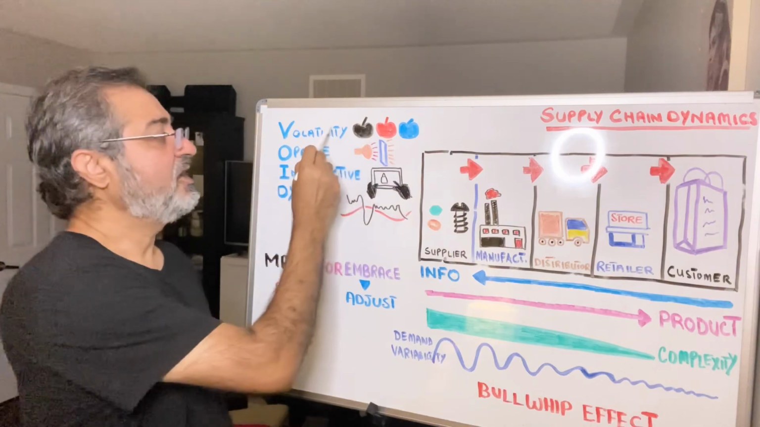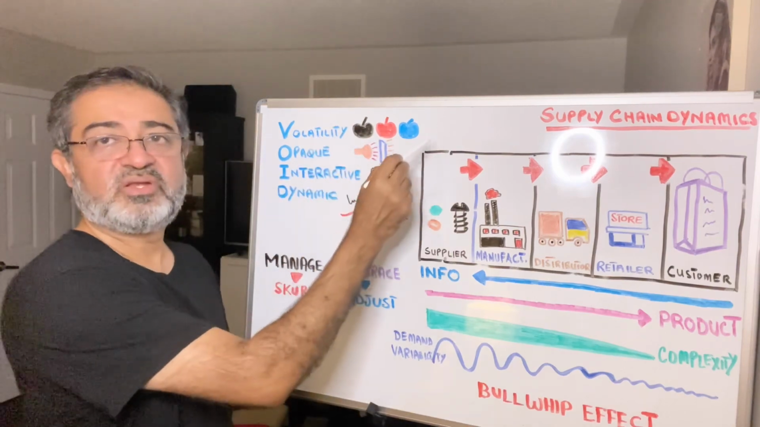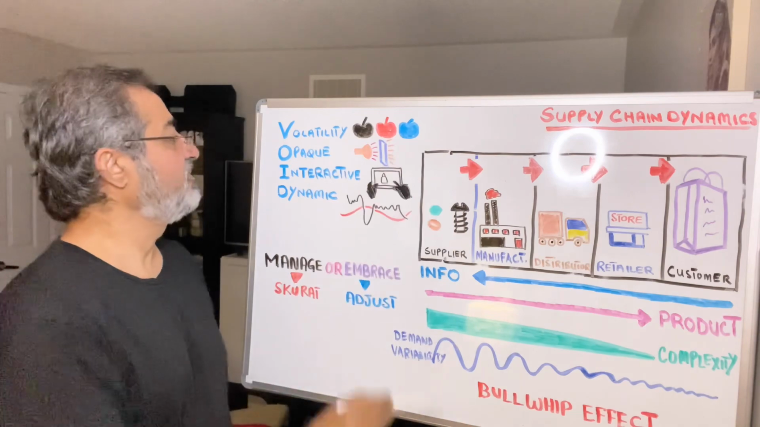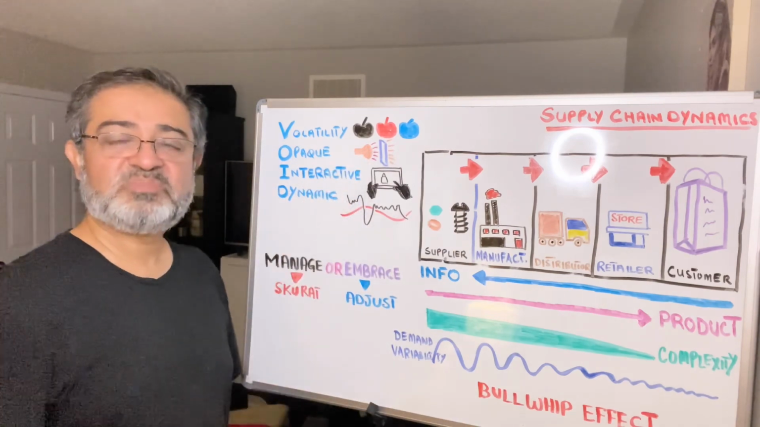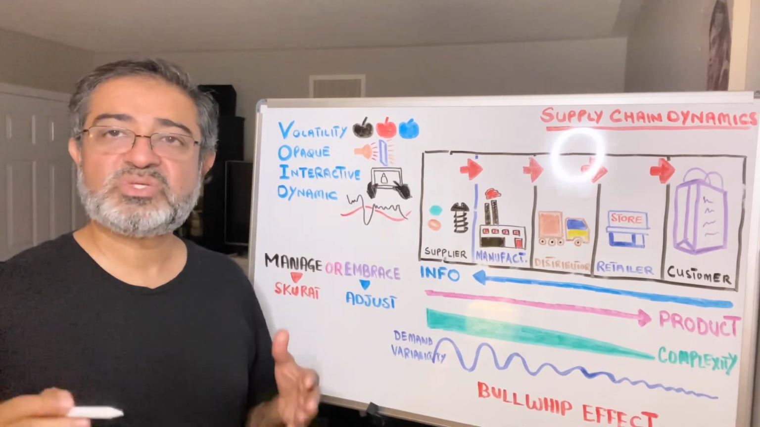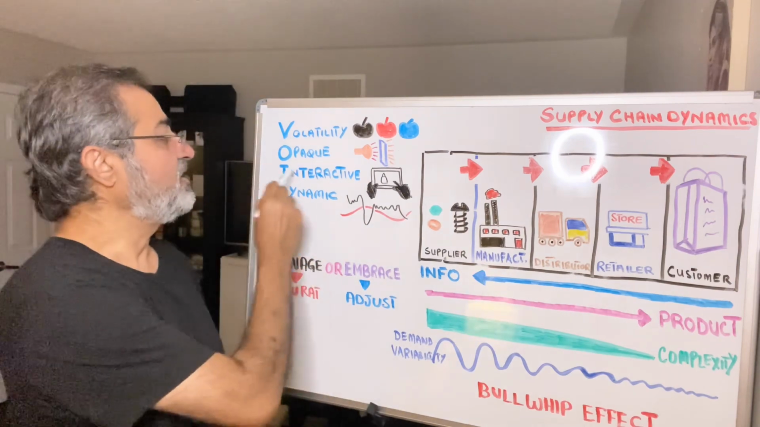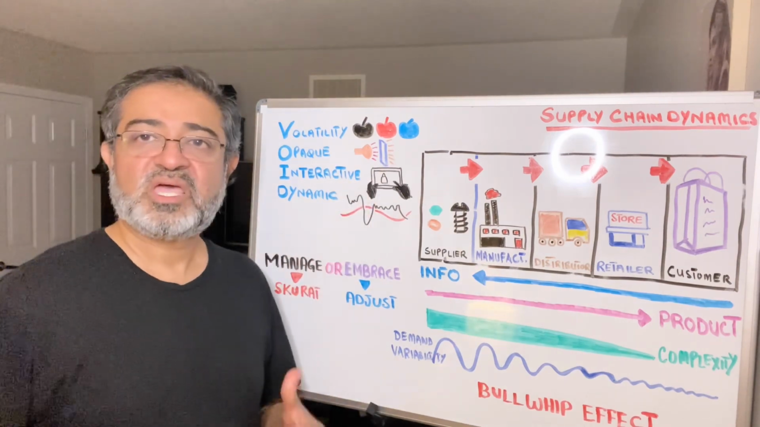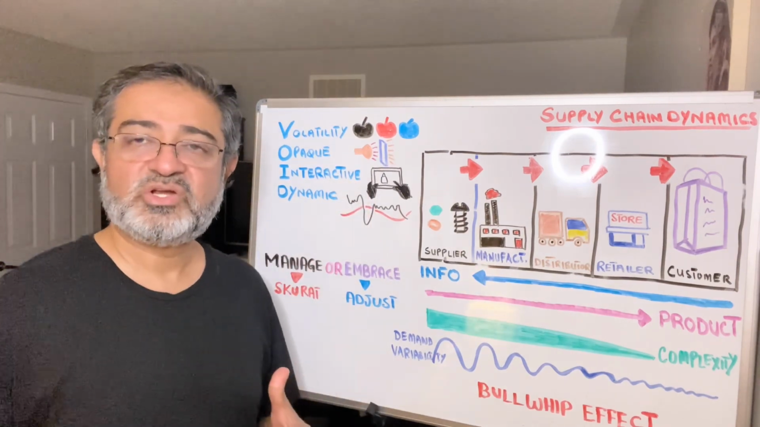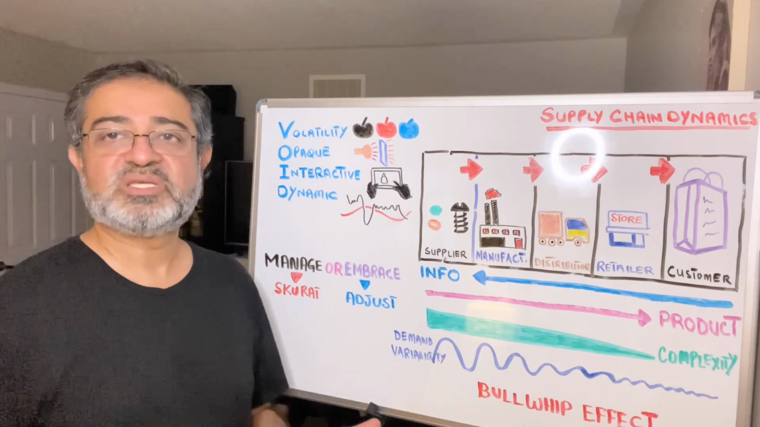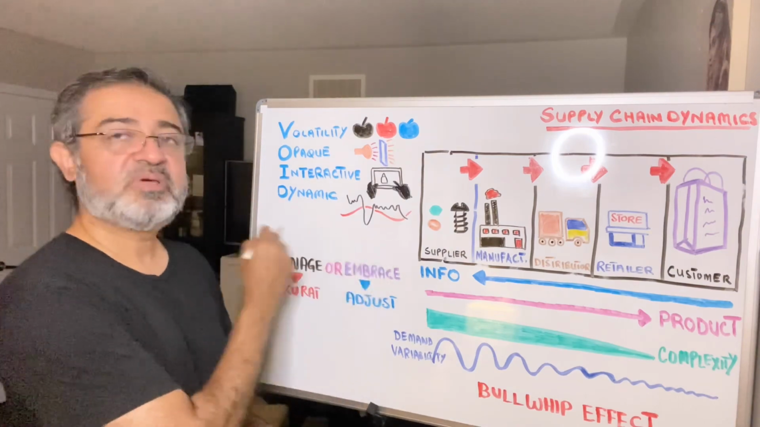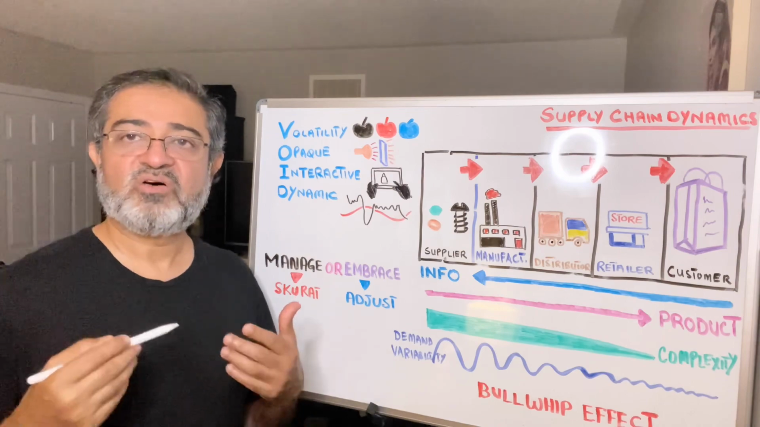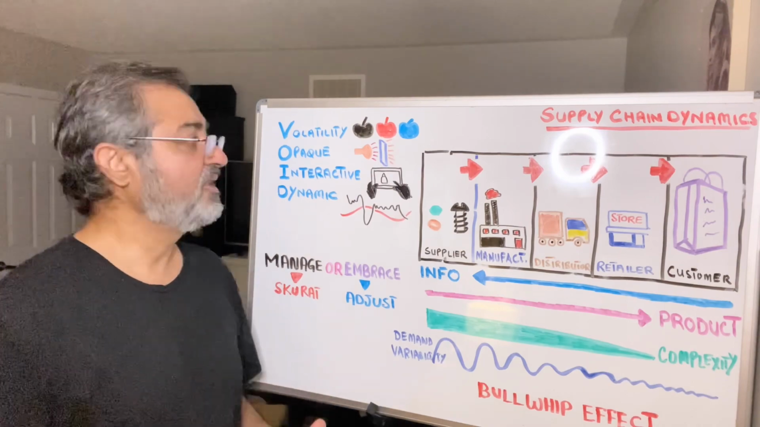Volatility means how many types of customers do you have? Do you have fewer or more customers? Opaqueness means how easily you can see through your supply chain. Interactive means is your supply chain a traditional supply chain or is it an e-commerce based supply chain? Dynamic means how often your supply chain changes with time.